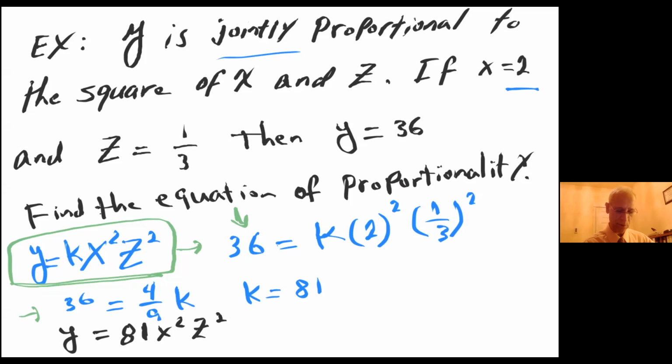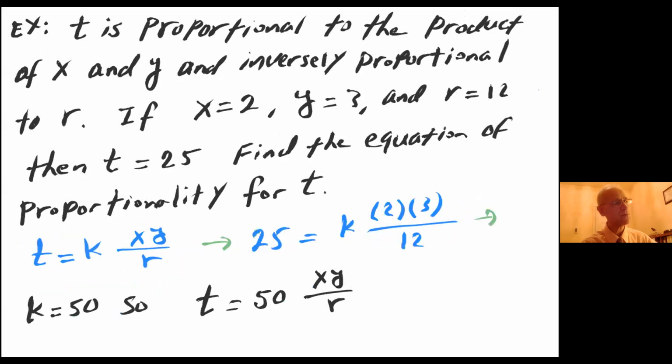Let's see if I have more examples, and I do. In this example, we have t is proportional to the product of x and y. So it's direct and inversely proportional to r. When x is 2, y is 3, and r is 12, then t equals 25. So t is proportional to the product of x times y, so xy, and inversely proportional to r, so divided by r.